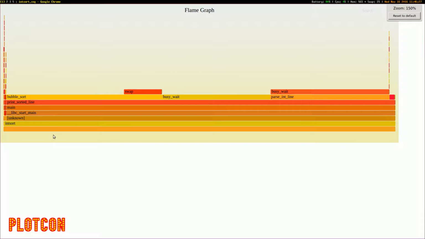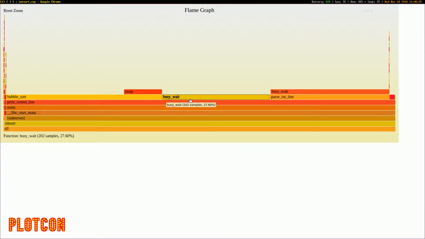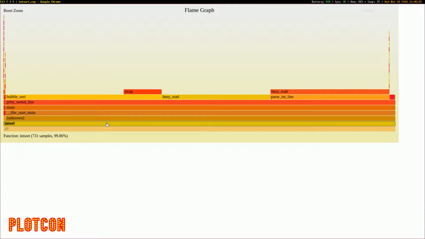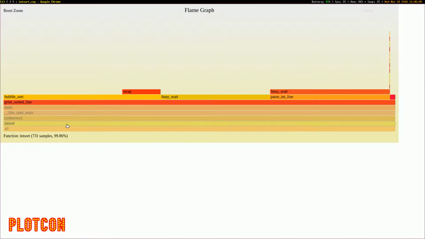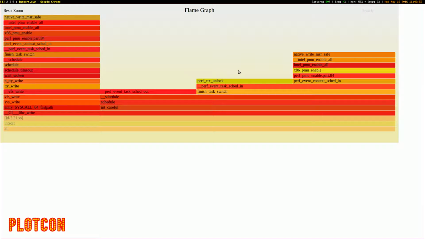The way to read this is that width tells us how much time we spent in a particular function, and then the height tells us the call stack. We can say that we spent all of our time underneath all, which makes sense, and all of our time underneath unknown, and then where you would think your program starts is main. But there's actually a little bit of stuff before you get into main. It looks like we got context switched out on a thread here.